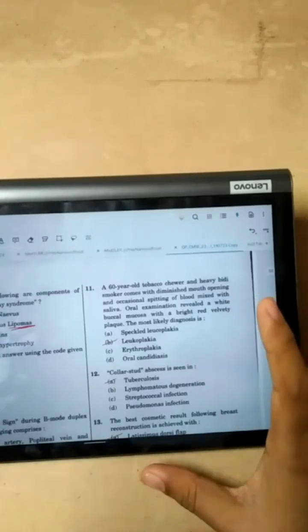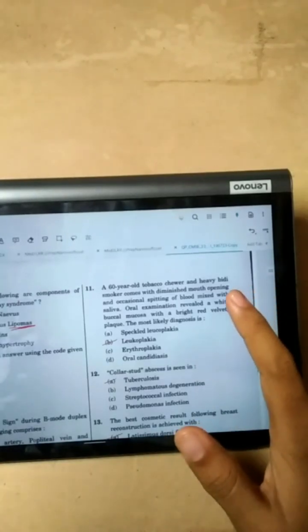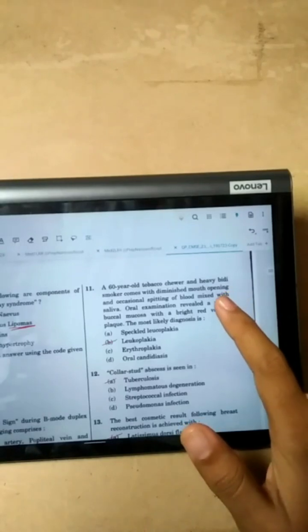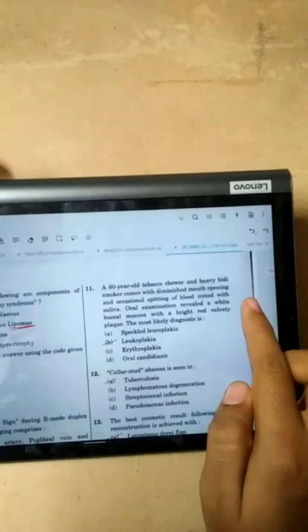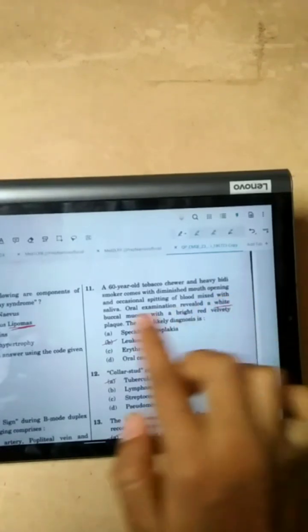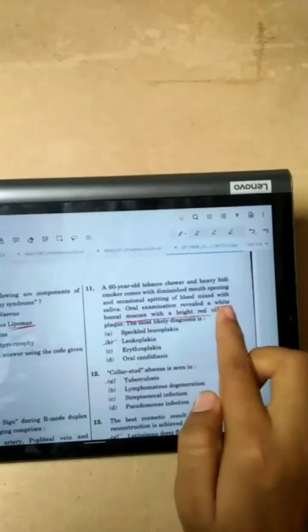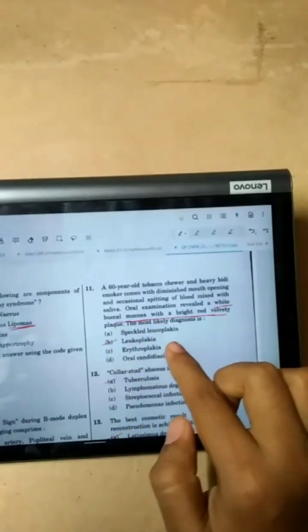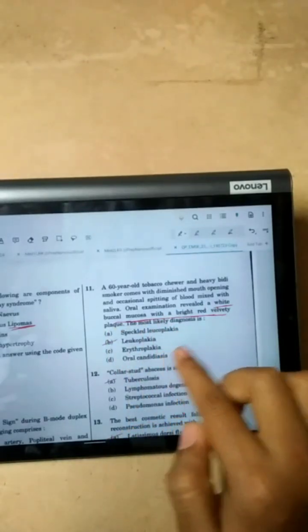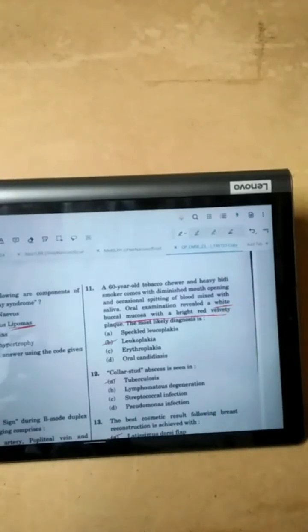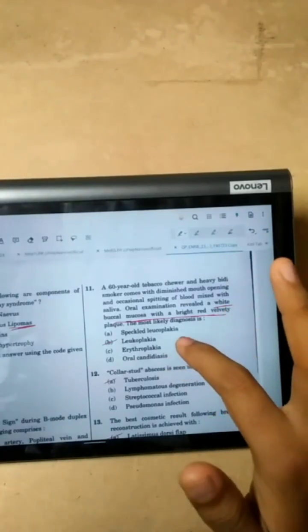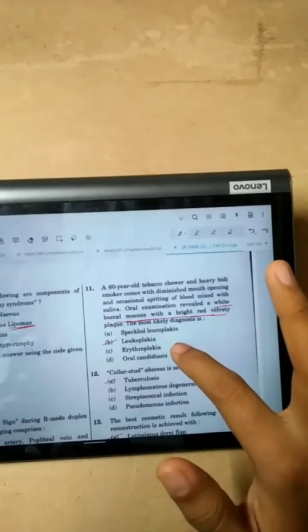Next, the 11th one. A 60-year-old tobacco chewer and heavy bidi smoker. So they said the oral buccal mucosa white plaque with red velvety base is leukoplakia. Don't mark erythroplakia. White velvety, the background will be red. So it is leukoplakia and it is most likely pre-malignant.